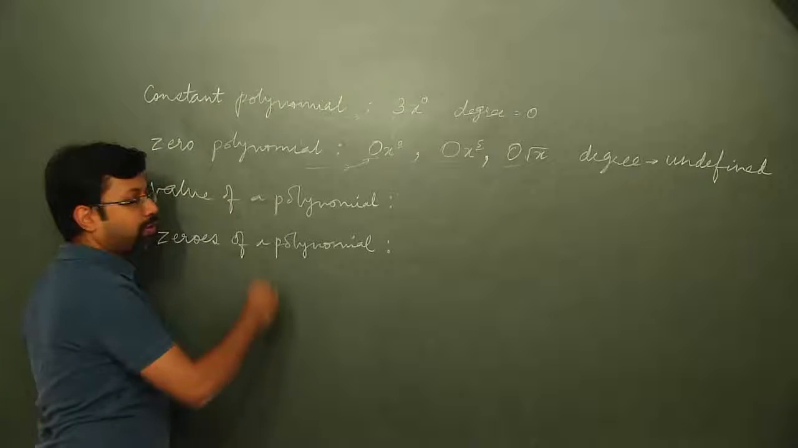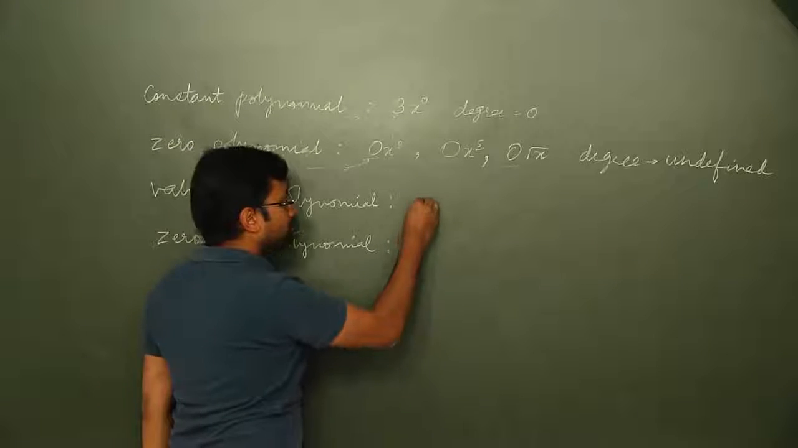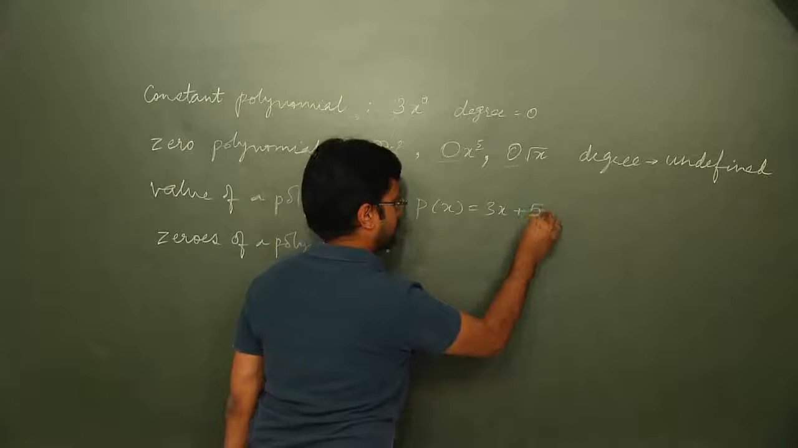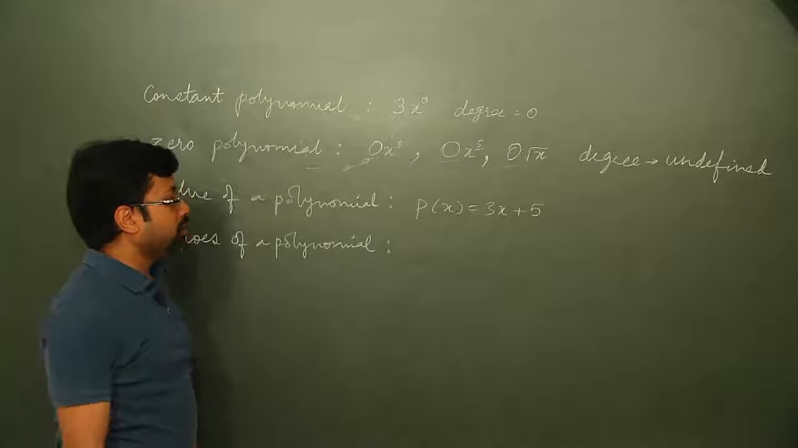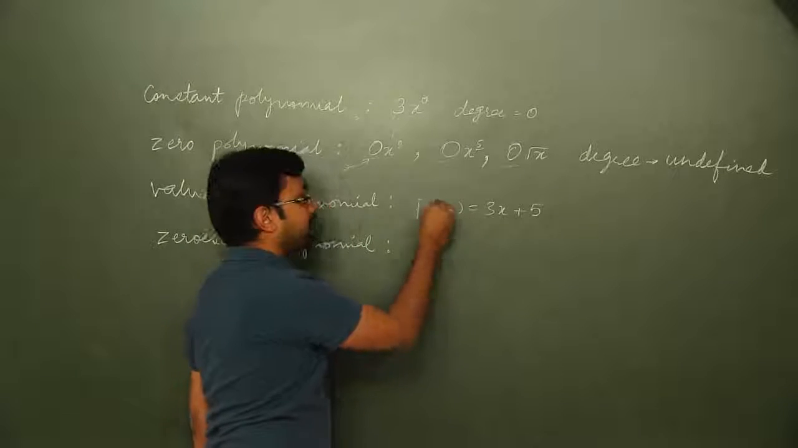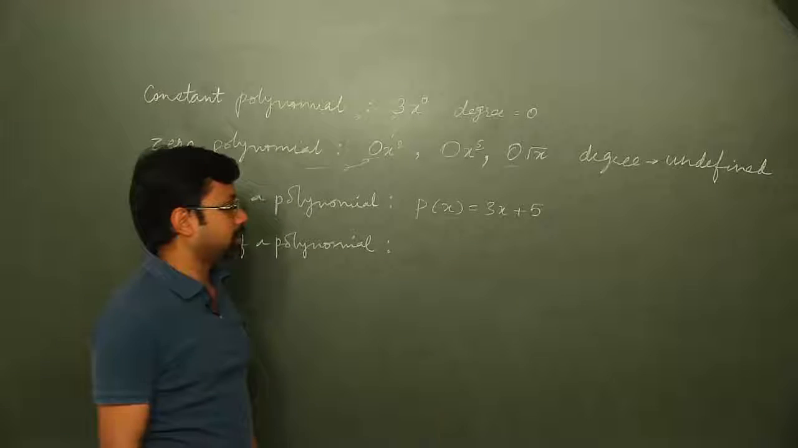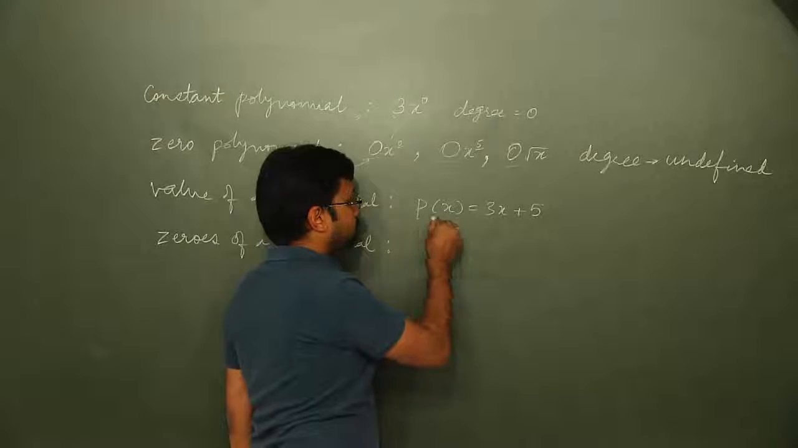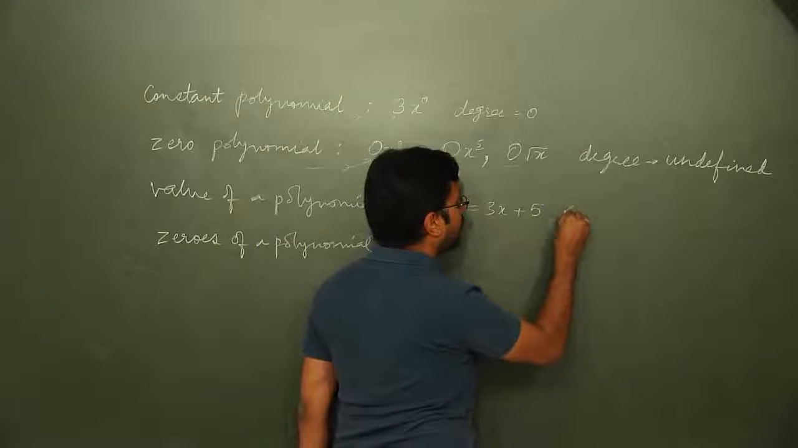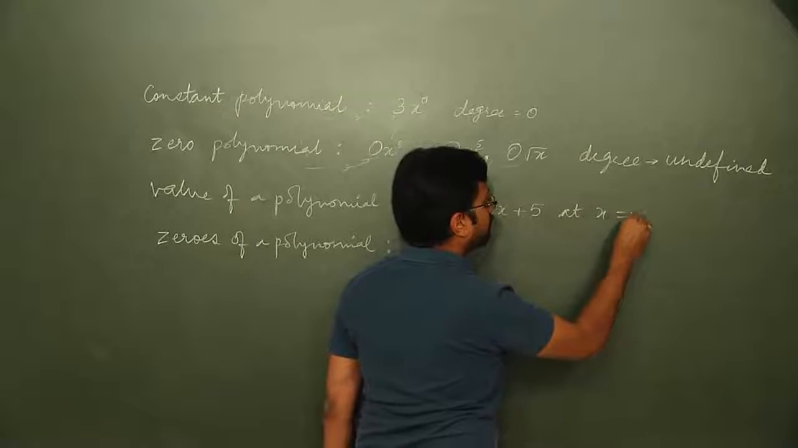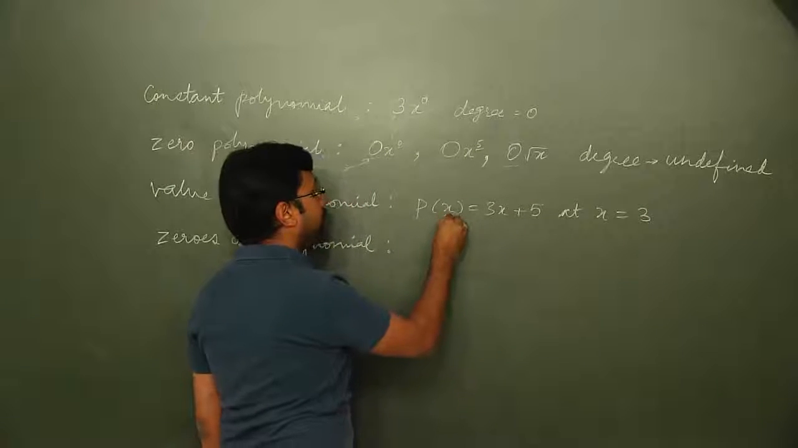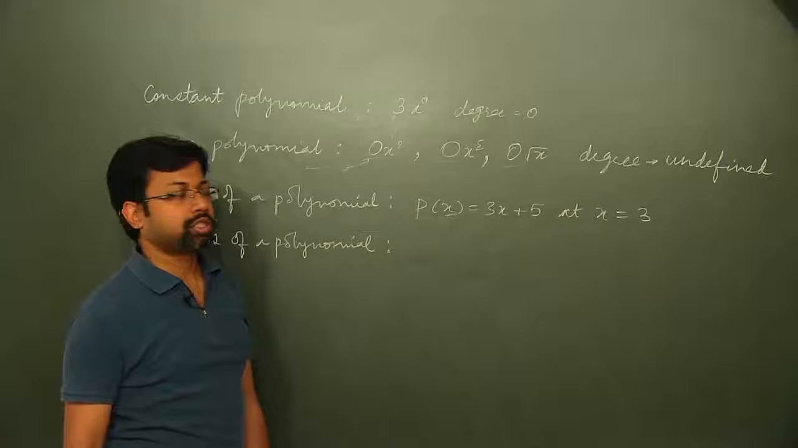What is the value of a polynomial? For example, you have a polynomial as this. So the value of a polynomial is the value of this polynomial at a given value of the variable x. Somebody might ask you that given this polynomial, what is its value at x equal to 3? For that, you need to replace x in the given expression with 3.